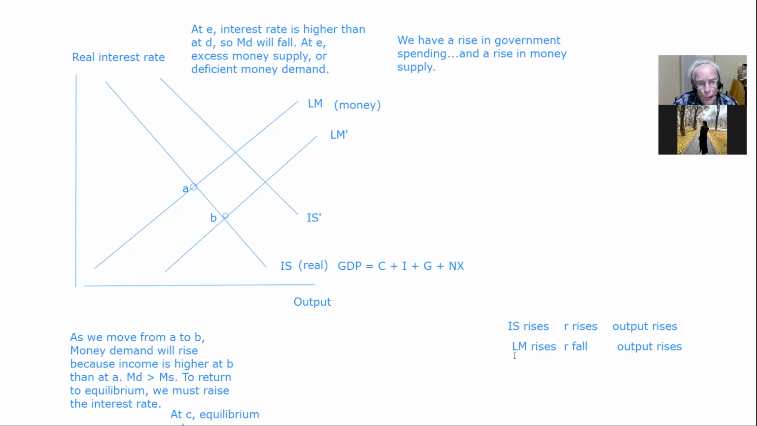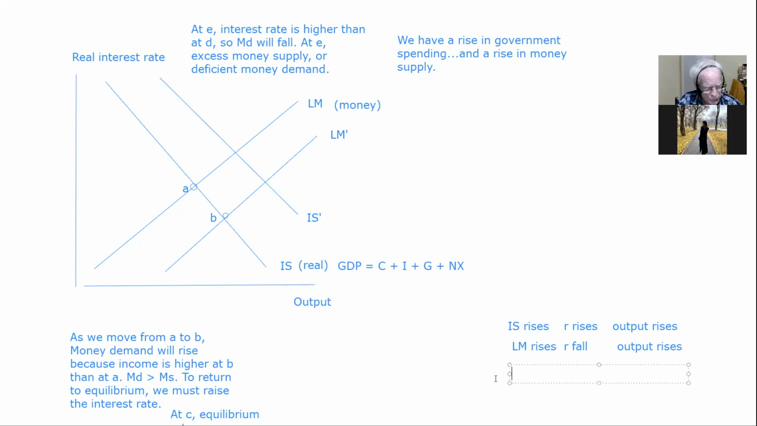Okay, so now let's put both events together. That is the overall change in output and the real interest rate, if we can determine what it is. Output increases, yes, but the interest rate is indeterminate. It could rise or it could fall, depending on whether the IS shift is larger than the LM shift.